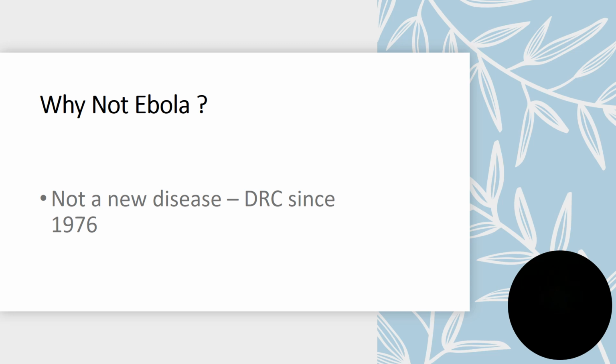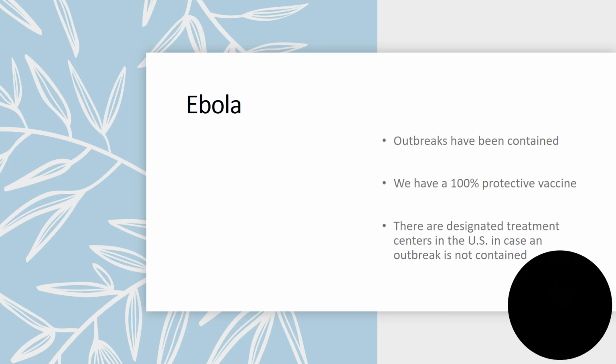The Democratic Republic of Congo has been having outbreaks of Ebola since 1976. The outbreaks, even the most recent ones, have been contained, and we have a 100% protective vaccine. We now also have designated treatment centers in the United States in case an outbreak was not able to be contained and people started to leave the area and travel.